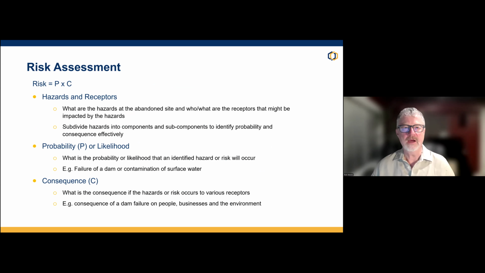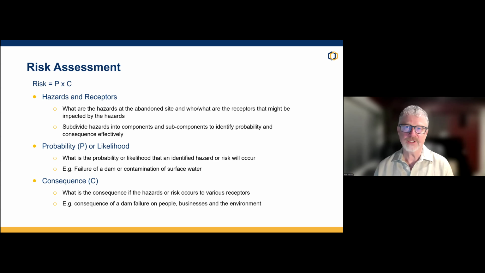So generally when we have a risk assessment, we do that on a matrix. And the matrix has two parts to it, probability and consequence. As I mentioned, first we would understand the hazards at the site. So there are water contamination hazards, safety hazards, underground working hazards. Understand those hazards at the site, then understand the receptors. So who might be impacted by those hazards? That was people, wildlife, the surrounding environment, and businesses.